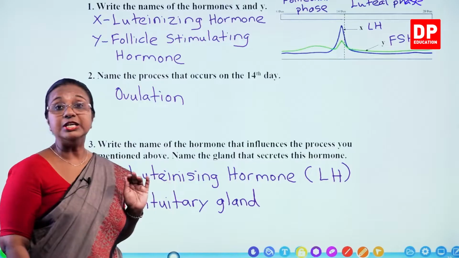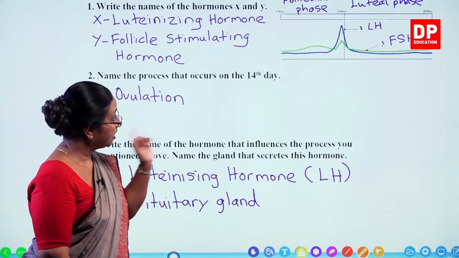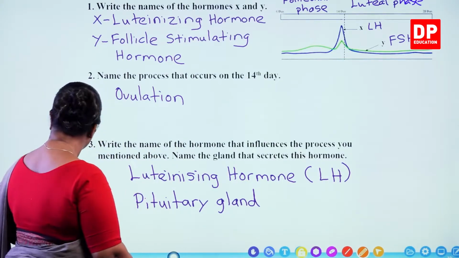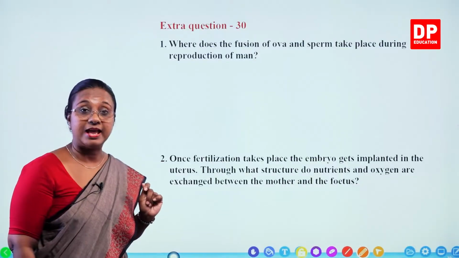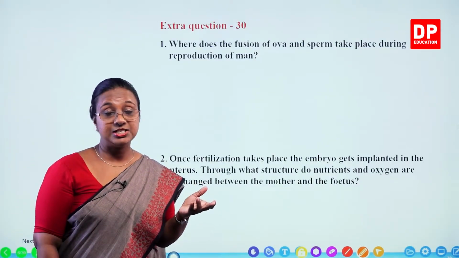So I am sure you were able to answer these questions. We will move on to the next slide. Extra question 30. Where does the fusion of ova and sperm take place during reproduction of man? Where does the fertilization occur?